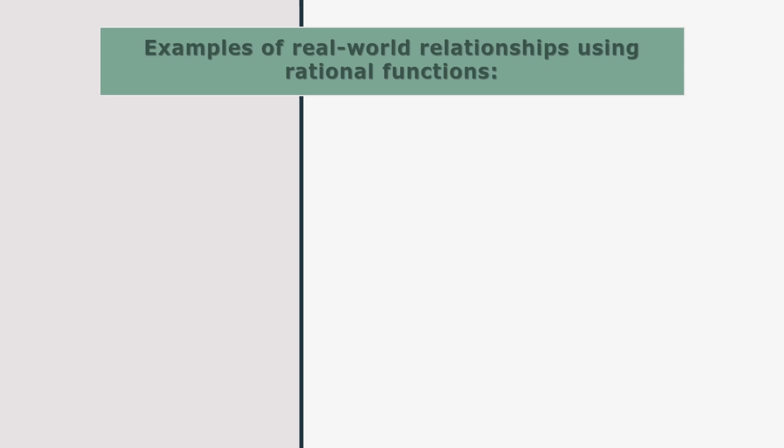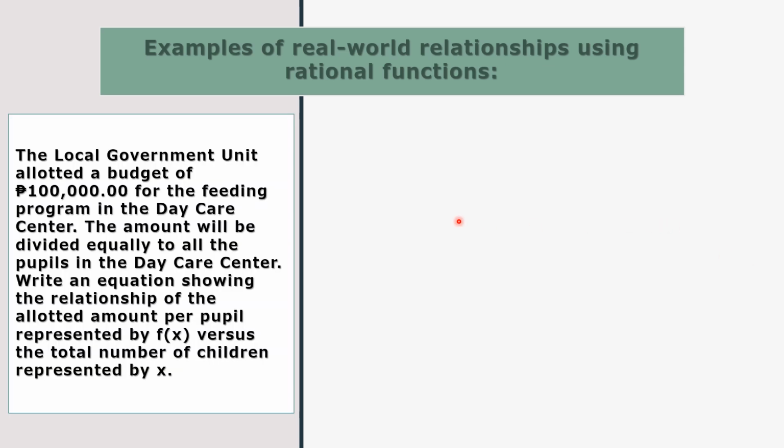Next are examples of real-world relationships using rational functions. The local government unit allotted a budget of 100,000 pesos for the feeding program in the daycare center. The amount will be divided equally among all the pupils in the daycare center. Write an equation showing the relationship of the allotted amount per pupil, represented by the function f of x, versus the total number of children, represented by x.